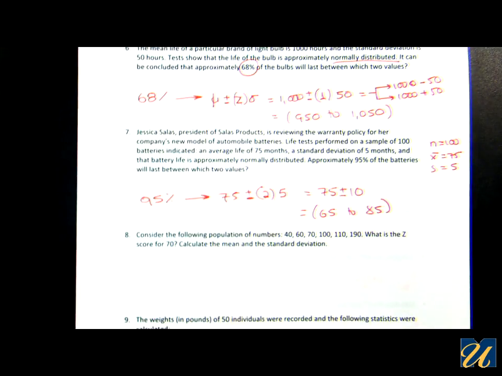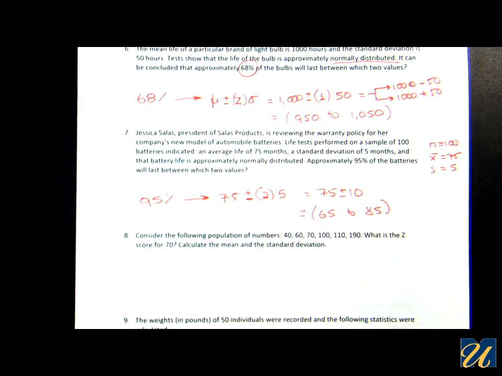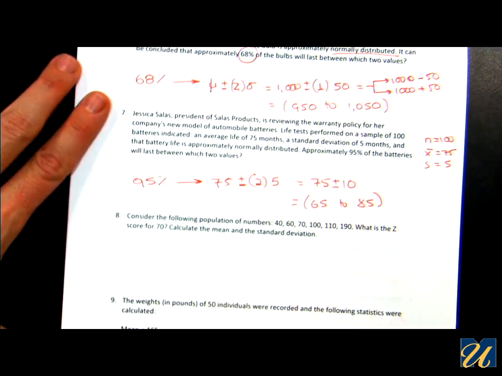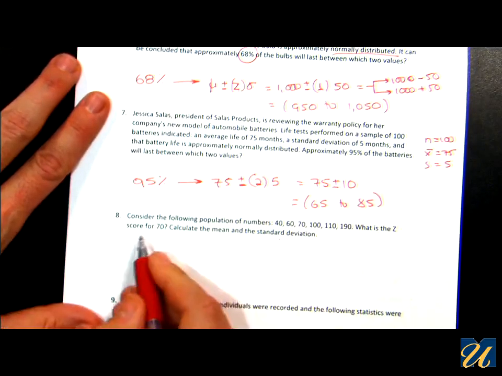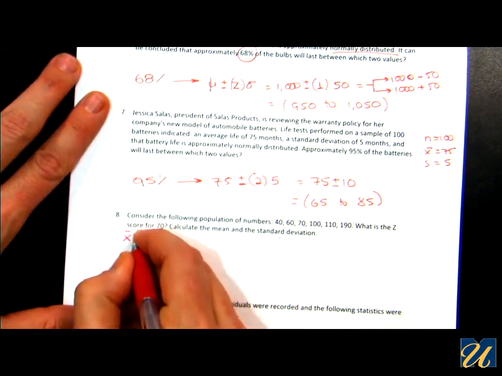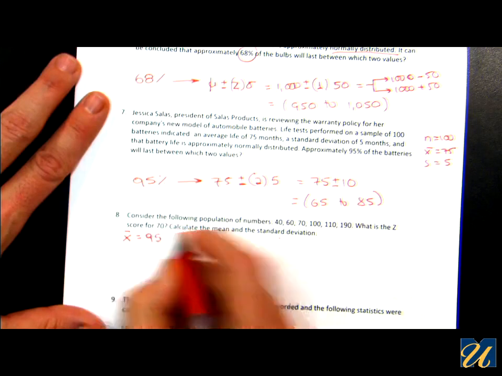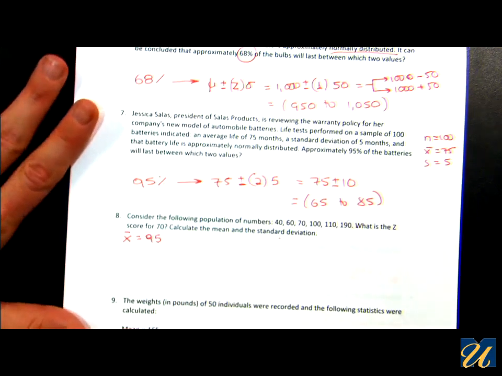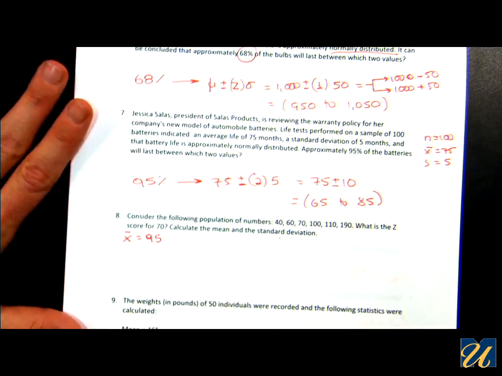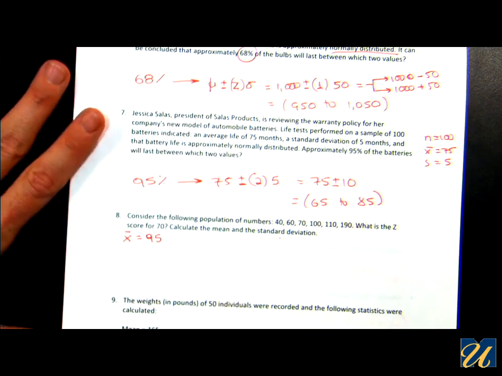Now, consider the following numbers: 40, 60, 70, 100, 110, and 190. What is the z-score for 70? Calculate the mean and the standard deviation. We will treat this as a sample. First thing we do is we calculate the mean and the standard deviation. Since I'm looking for the z-score, x bar will be equal to 95. We add them all and we divide by the number of entries we have, which in this case is 6. So the average is 95.